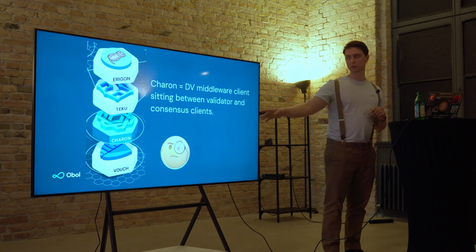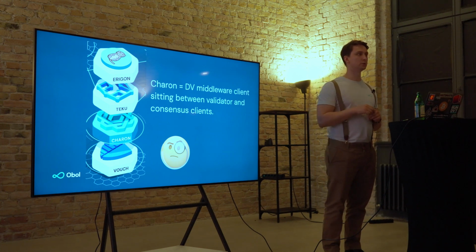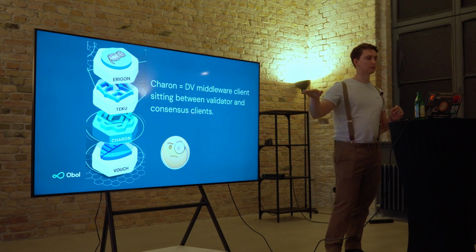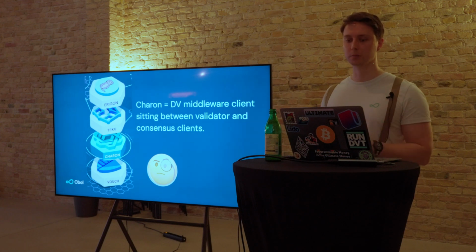So Charon is what Obol is calling the middleware client that they make. It sits between the validator and the consensus client. An Ethereum node runs an execution, consensus, and validator client. And Charon is a middleware, so it just fits in between the consensus and the validator client. The other clients run like normal. There's a tiny bit more of a hardware requirement, but it's very minimal. So pretty much it's a very small difference to a normal node setup.